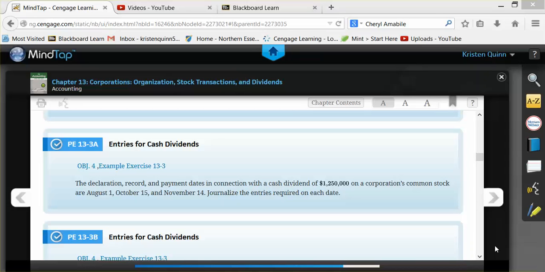When they're talking about the declaration date, which is their August 1st date, that is when the board of directors declares a cash dividend. The date that the board of directors declares a cash dividend, it becomes legally binding for the company. The record date, or stockholder of record date, of October 15th tells us who will be receiving the dividend. If you are a common stockholder, as of the end of the day on October 15th, you will be participating in the dividend. And the payment date of November 14th is when the actual dividend will be paid to the stockholders.